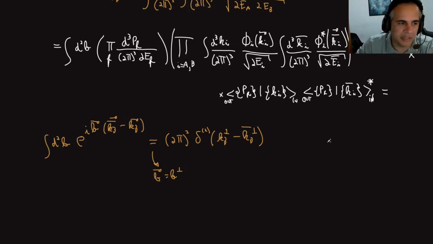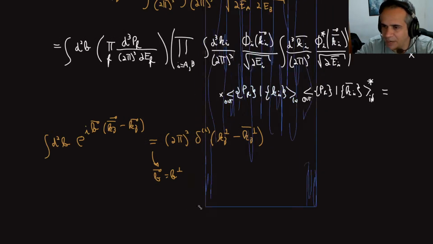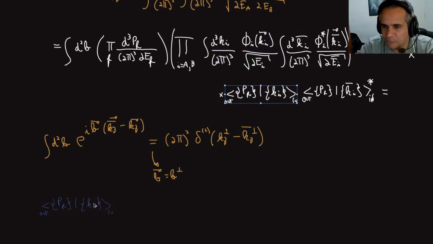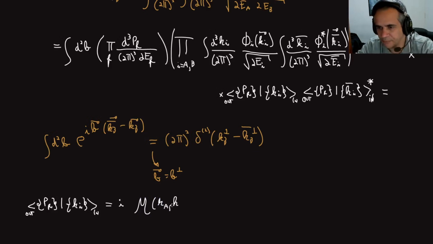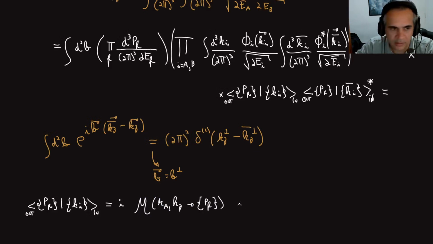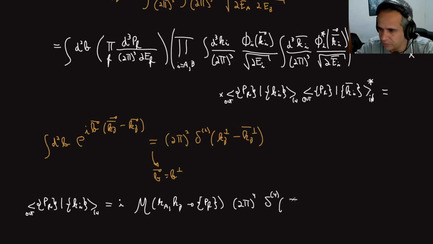So, remember the definition I use for the T matrix, so I can essentially rewrite this guy as i times the invariant matrix element M of Ka, Kb going to all the final momenta, times (2π)^4 times the Dirac delta of Ki minus the sum of all the final and initial momenta, right?